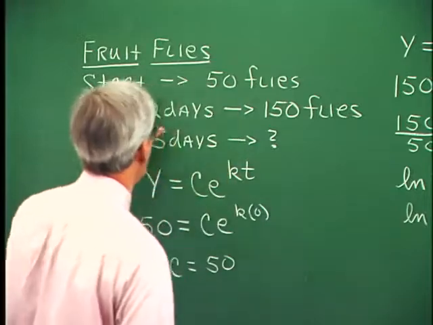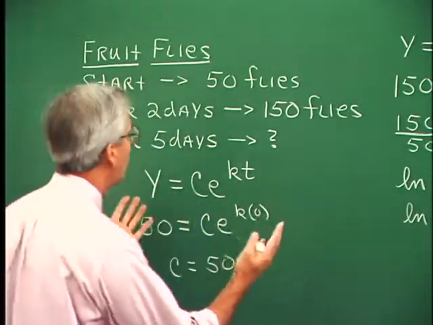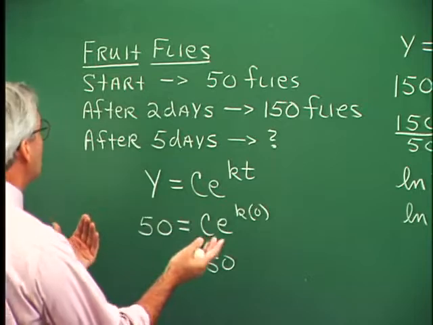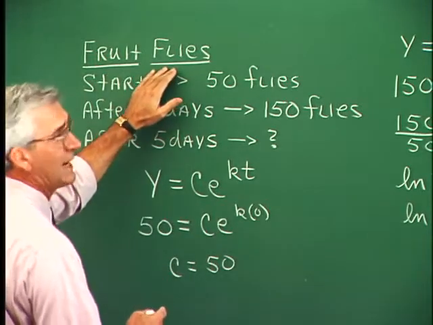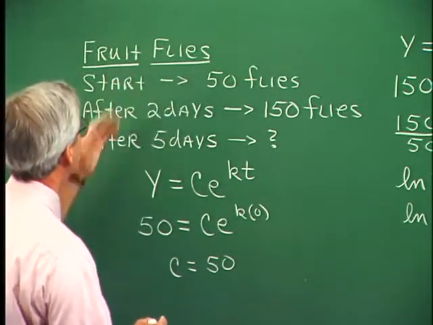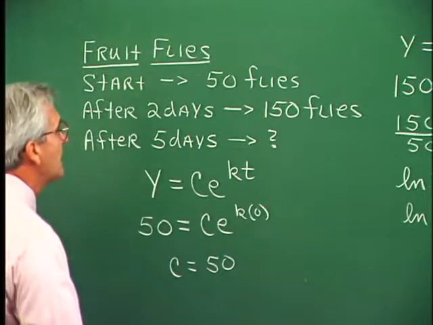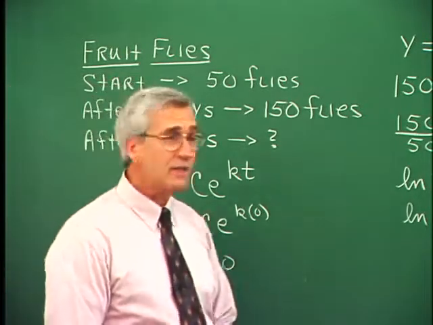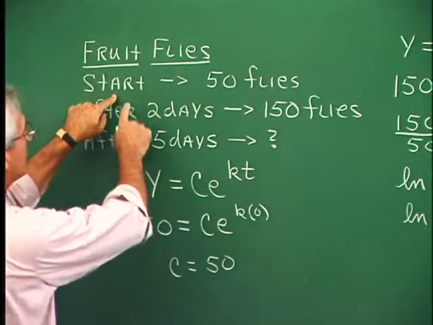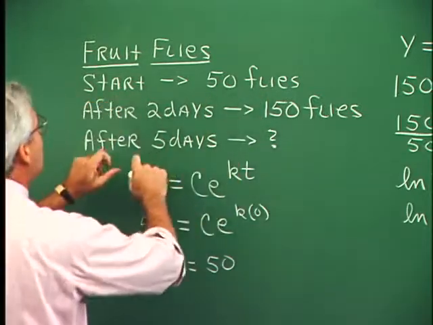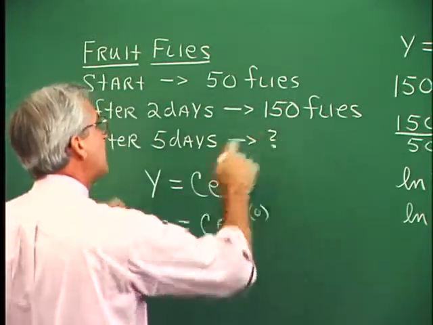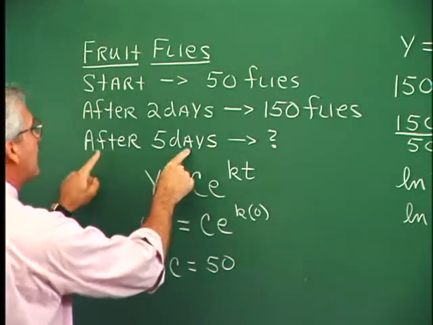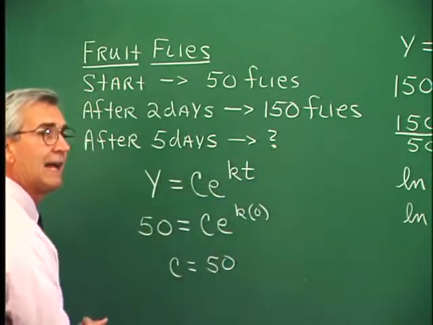Anyway, here's a problem involving the situation. We're not going to have to integrate here, but we're going to have to do some manipulation. We're talking about fruit flies, and fruit flies are an ideal example for this kind of model because they tend to multiply like crazy. At any rate, we start with, let's say, 50 fruit flies, and after 2 days there are 150 fruit flies. And after 5 days, we would like to know how many we're going to have.